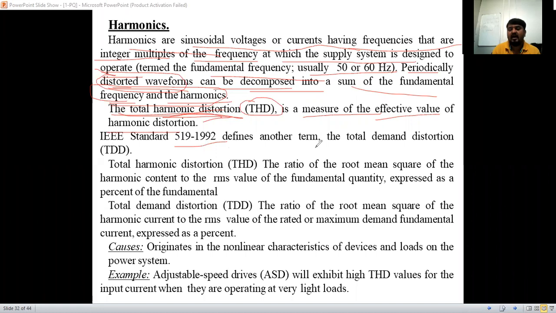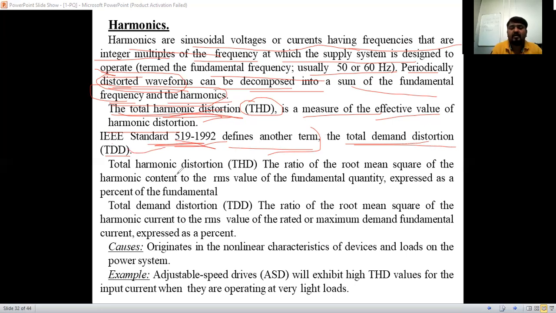Based on that, IEEE standard 519/1992 defines another term, the TDD definition, that is total demand distortion. Total harmonic distortion is the general term, but according to the IEEE standard, this harmonic distortion is also called TDD, total demand distortion. As per the demand, the harmonics will be produced and create a problem. That is total demand distortion, as termed in the IEEE standards.